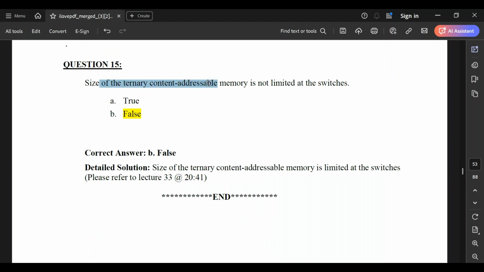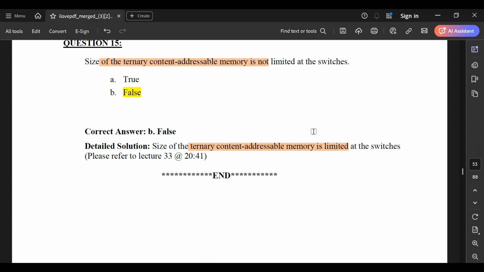Size of the ternary content addressable memory is not limited at the switches. So this is false. Size of the ternary content addressable memory is limited at the switches. So here it is written "not", but you can see it is limited.